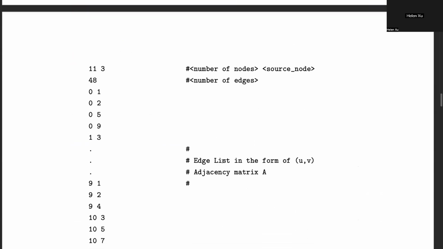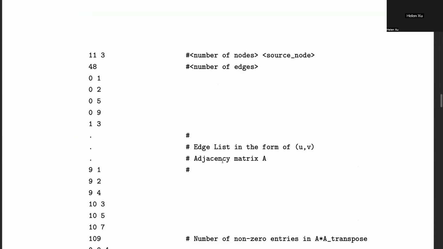The inputs look like this. They're given in this format. The number of nodes in the file, the source node that we're going to run the BFS from, and the number of edges. The file IO is already done, so you don't have to do any file IO, but just to understand what's going on, this is the number of edges, and we're just going to read 48 lines after this to get the edge tuples.